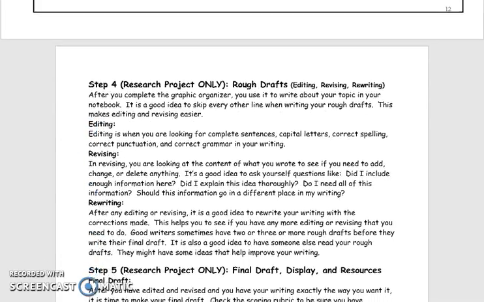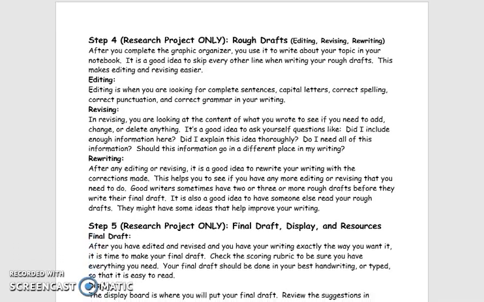Rough drafts are that first initial writing that you do about your topic in your notebook. It's always a good idea to skip every other line when you're writing your rough drafts. This makes editing and revising easier. After you've written your rough draft, you want to do some editing. Editing is when you are looking for complete sentences, capital letters, correct spelling, punctuation, and grammar in your writing, those mechanical parts of your writing.